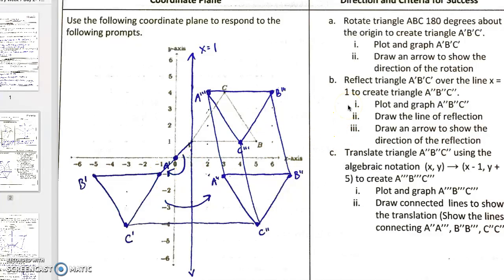Part B says to reflect triangle A prime, B prime, C prime over the line x equals 1 to create triangle A double prime, B double prime, C double prime. So I'm first going to try to figure out what this line x equals 1 is.